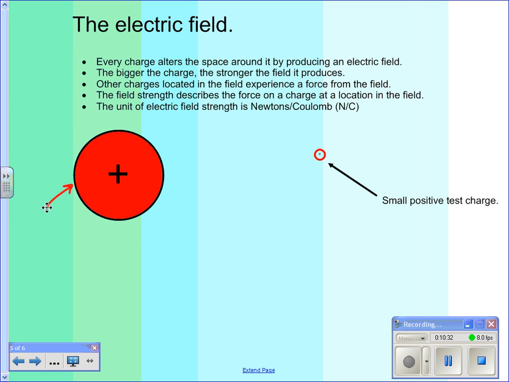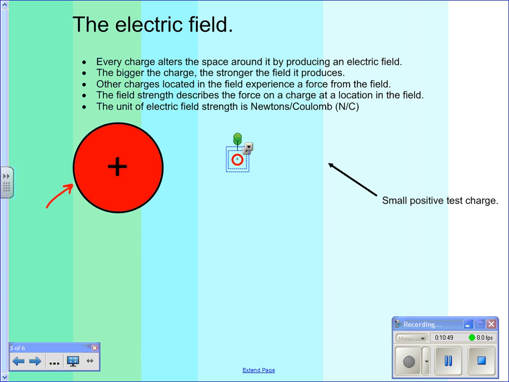So this object, our large object, produces an electric field. It alters the space around it. And if I bring charges in that space, in that altered area, which we call the electric field, it exerts a force on this charge. So how do we calculate the strength of the field, or the ability of the field to exert a force on a charge? It would look like this.